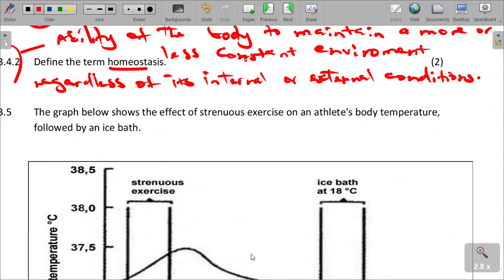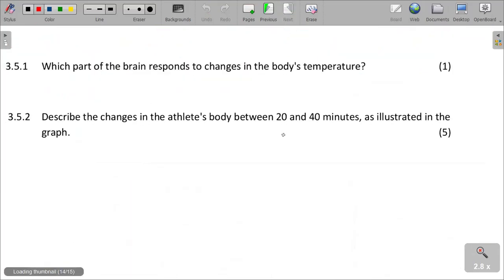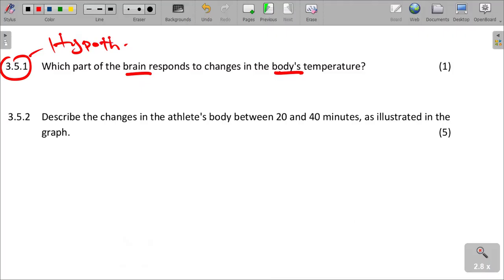So please understand that this is the effect of strenuous exercise on athletes' body temperature, followed by an ice bath. The question is asking which part of the brain responds to changes in body temperature? The body temperature is controlled by the hypothalamus. The hypothalamus is responsible for responding to changes in body temperature.